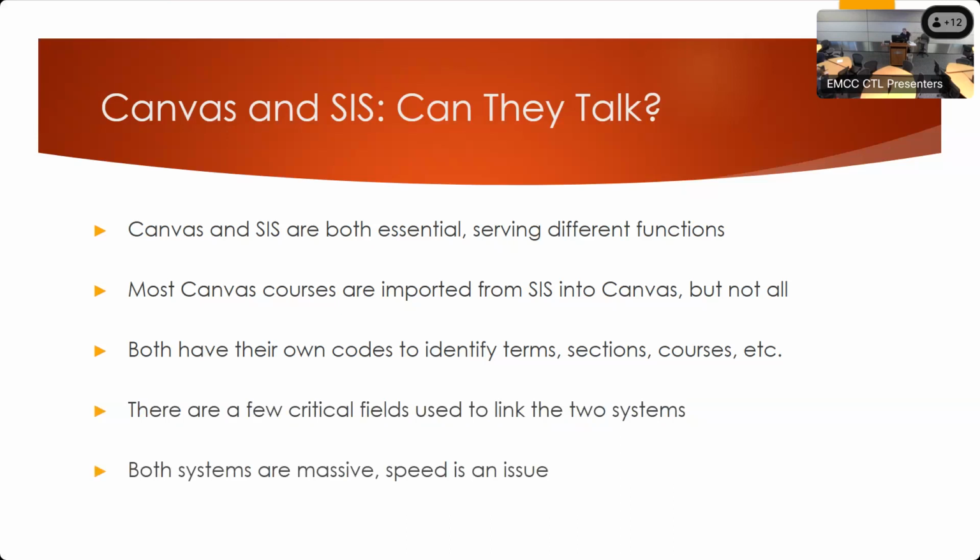And recognize finally that both systems are massive. They have an immense amount of data, which creates a problem when you're creating a complex series of joins to create a data source across multiple systems. Speed is a really serious issue.